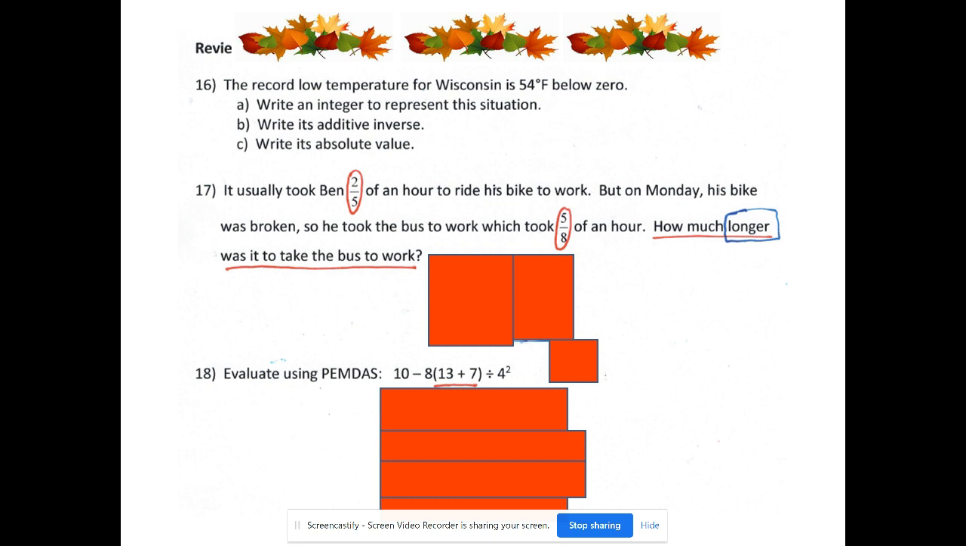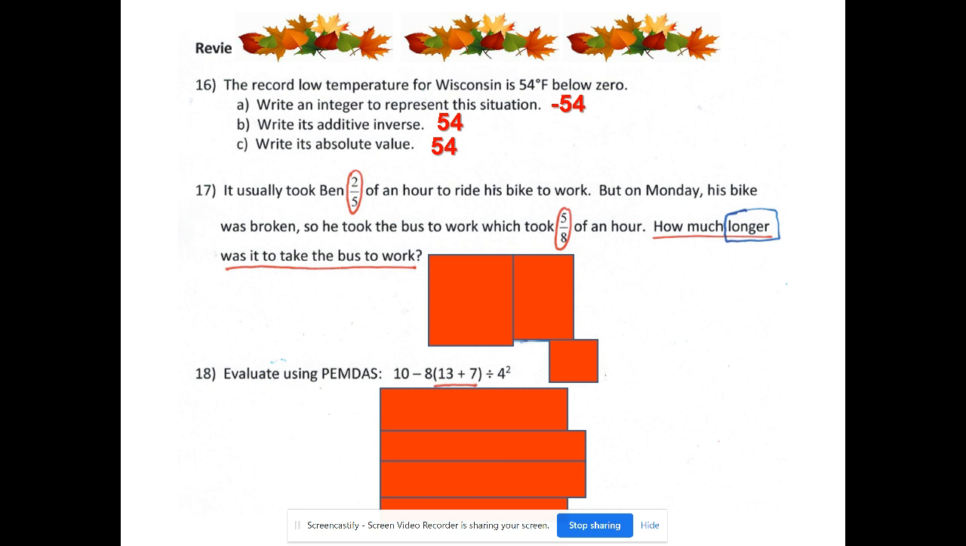Okay, for our review, number 16: the record low temperature for Wisconsin is 54 degrees Fahrenheit below zero. Write an integer to represent the situation. Below zero, negative. So negative 54. Its additive inverse is its opposite, so positive 54. The absolute value of any number is positive, so it's positive 54.